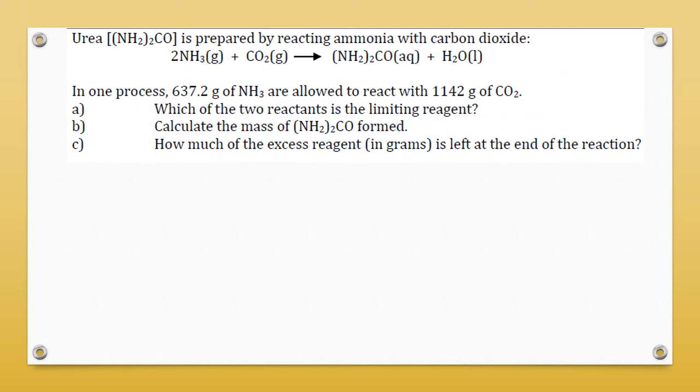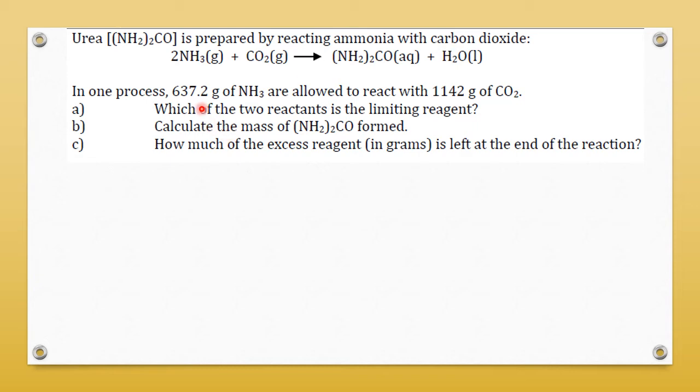Okay, so now let's try an example question. Urea is prepared from reacting ammonia with carbon dioxide. So the reactants are ammonia and carbon dioxide, and they produce urea and H2O.